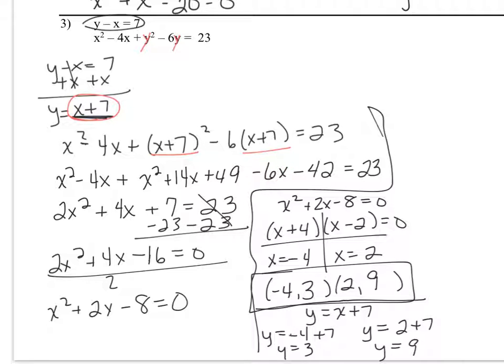I hope I didn't, because you know me, but there's 3 x's here, negative 4, 14, and negative 6, and I got a 4. And then move the 23 over, factor that, and plug back in to get your y values.